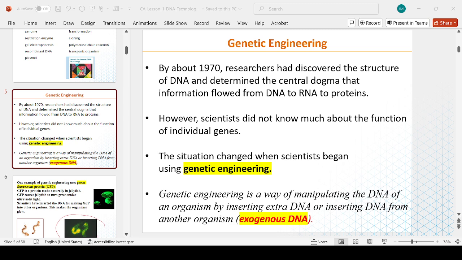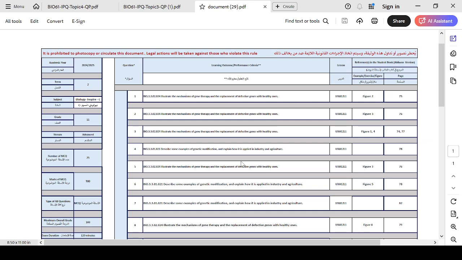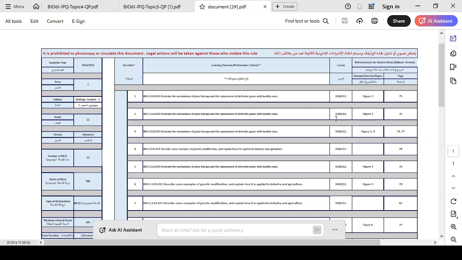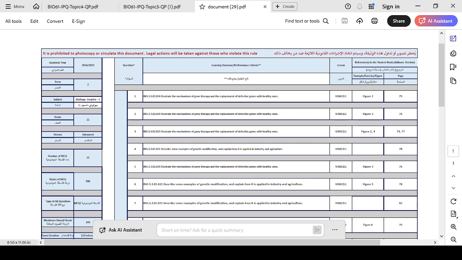First of all, if you go to the end of term coverage, for the topics here, you will find pages 74 and 75. This is the shape, figure 2 and figure 1.